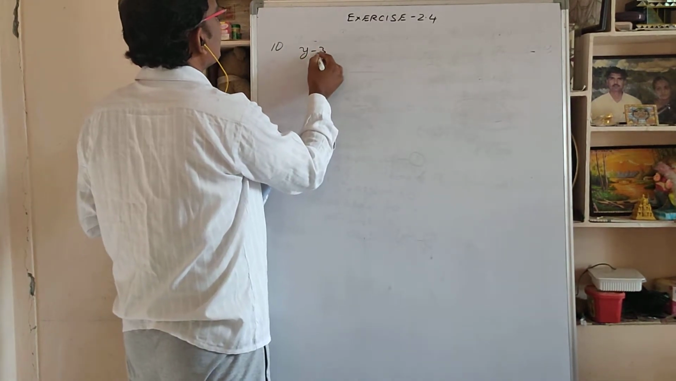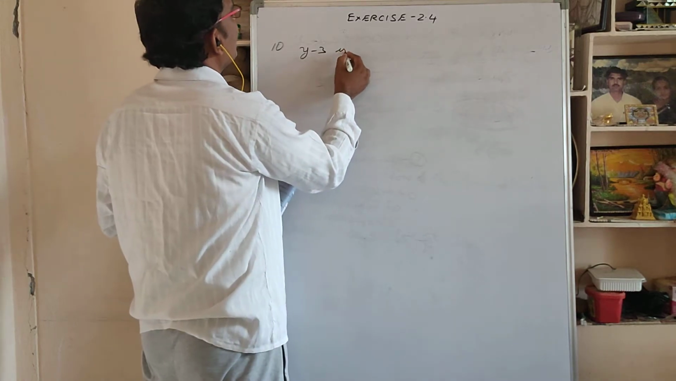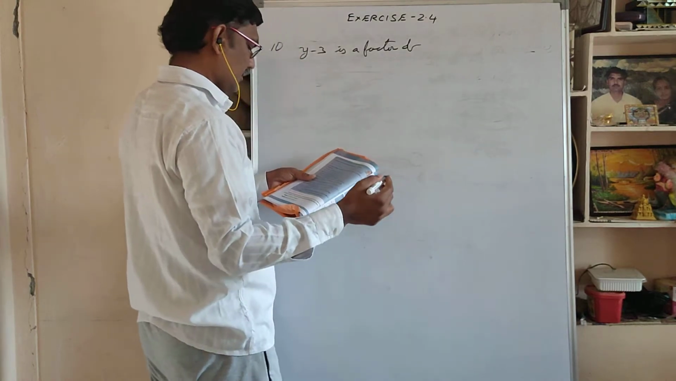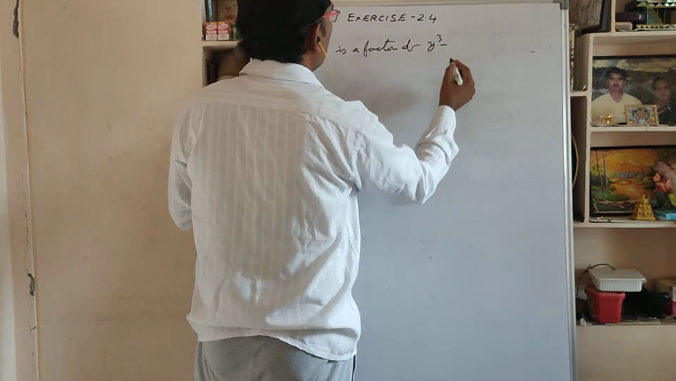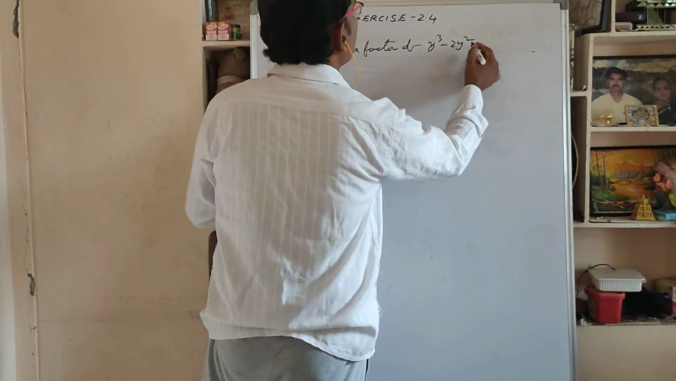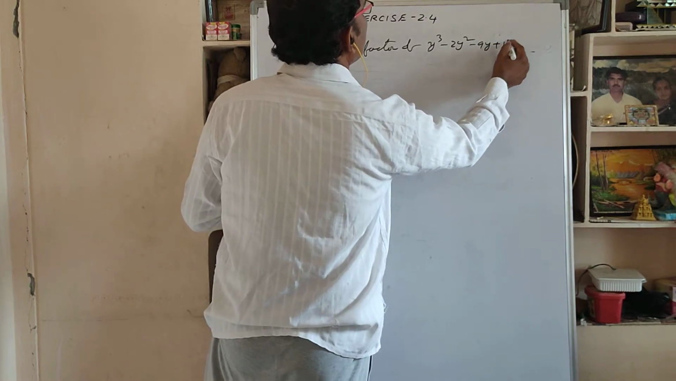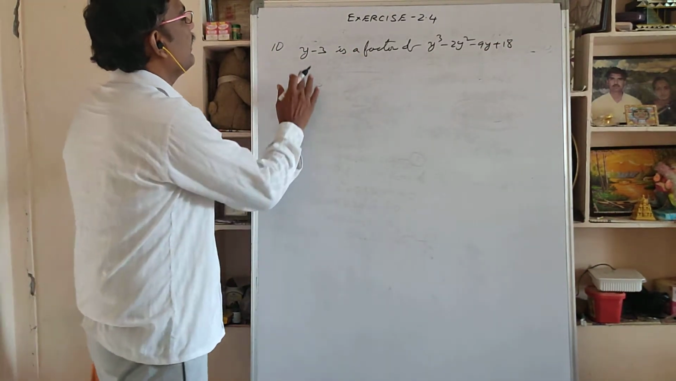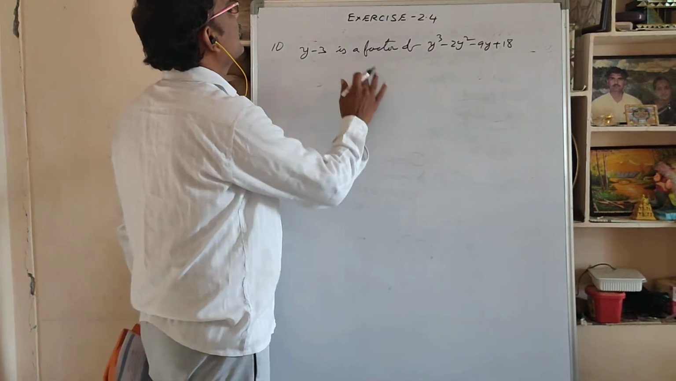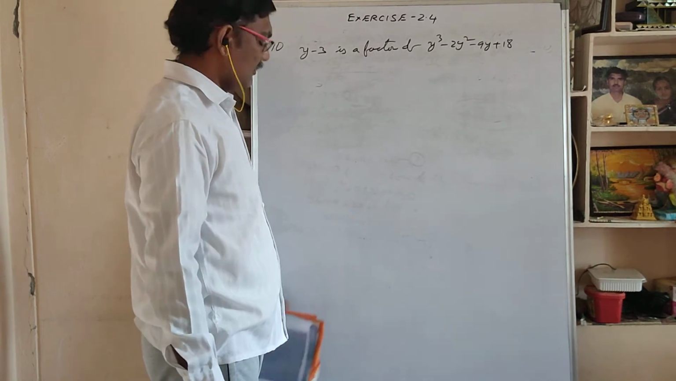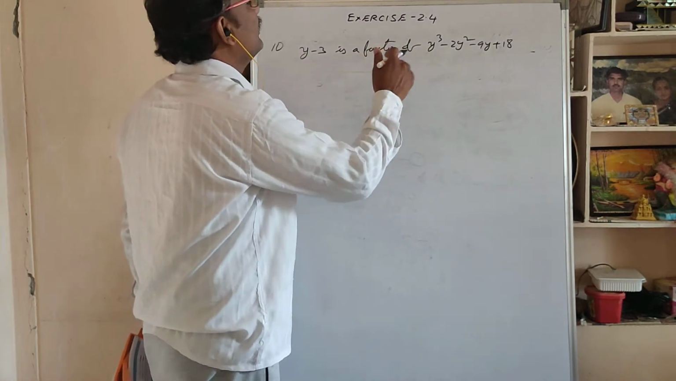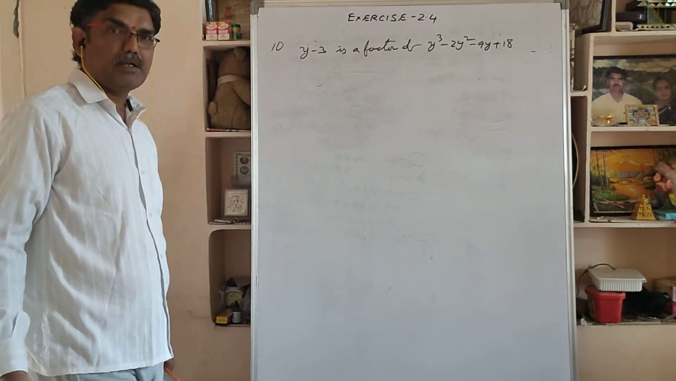Y minus 3 is a factor of y cube minus 2y square minus 9y plus 18. Y minus 3 is a factor of y cube minus 2y square minus 9y plus 18. So it is question. What he asked here, find the other two factors. One factor is this one. You should find out remaining two factors.